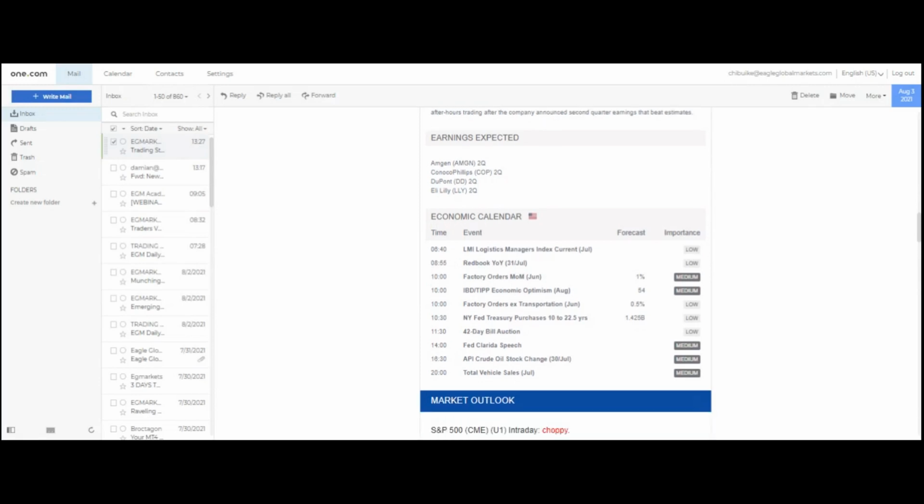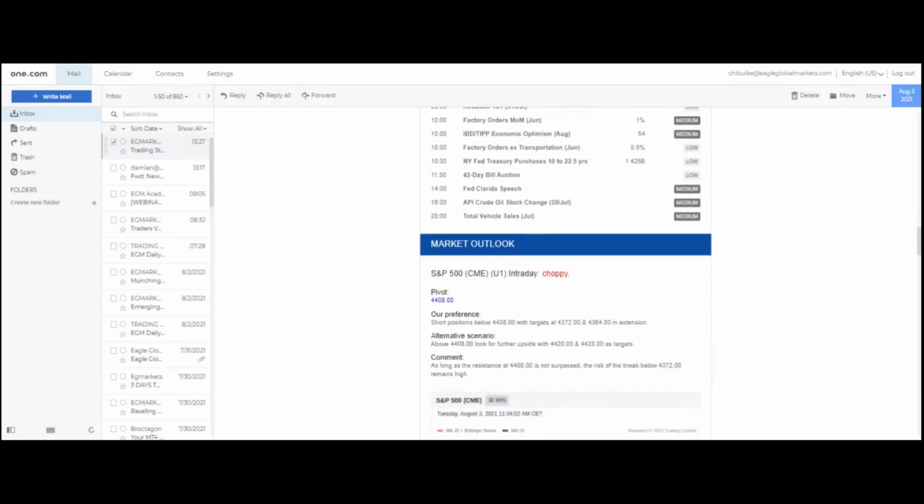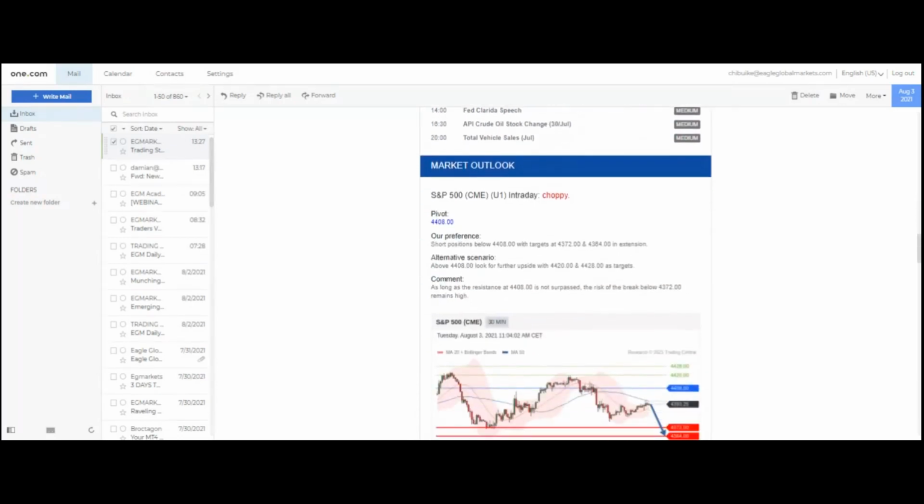Now, where you want to focus on is the market outlook and the market technicals. All you need to do is to jot down specific detail. Specific detail like what? Now you see the S&P 500. That's telling you about US 500.